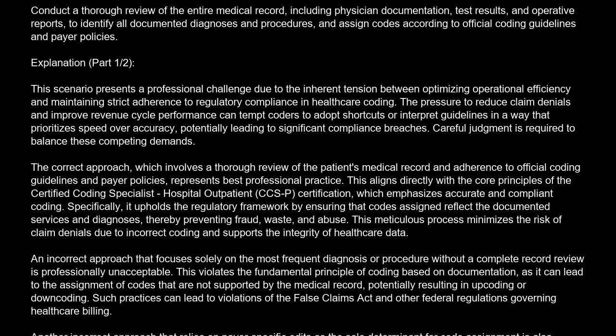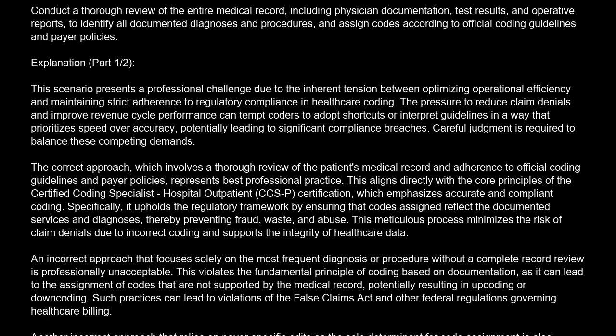The correct answer is A. Conduct a thorough review of the entire medical record, including physician documentation, test results, and operative reports, to identify all documented diagnoses and procedures, and assign codes according to official coding guidelines and payer policies.